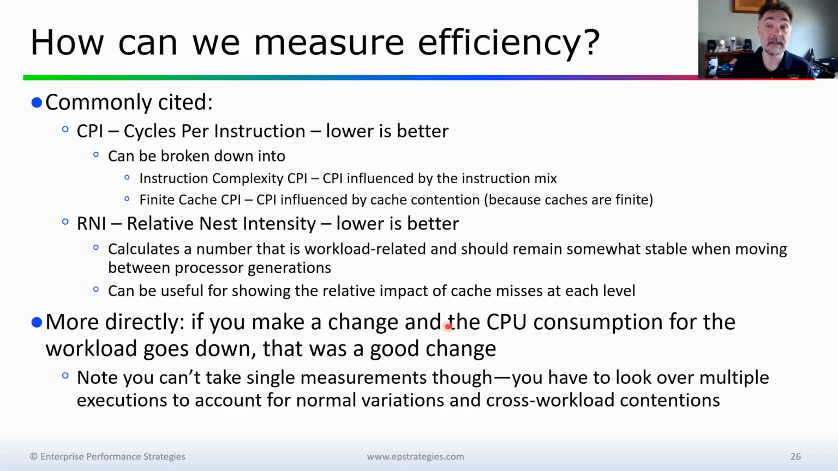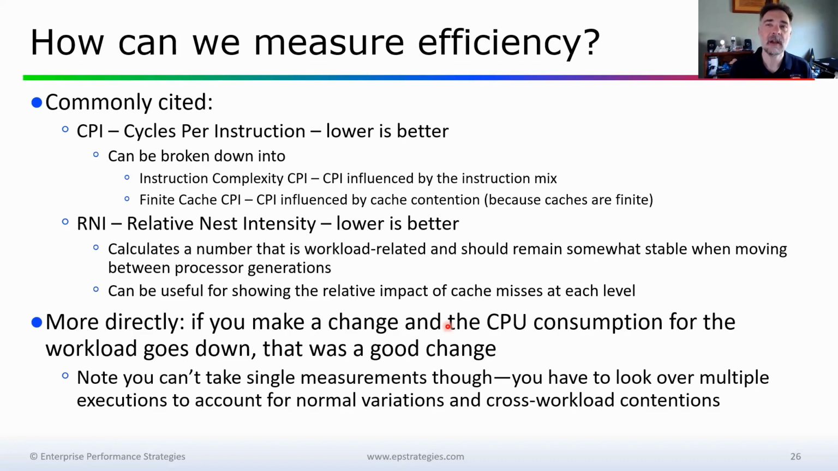instruction to complete? This is actually broken down into 2 different numbers. The first number is called the instruction complexity CPI. This is the CPI influenced by the instruction mix, okay? Because some instructions will take longer than other instructions. An add register is going to be pretty darn fast. If you're executing the instruction to compress a block of data, that's not going to run nearly as fast as the add register, right? That seems fairly obvious to you probably.